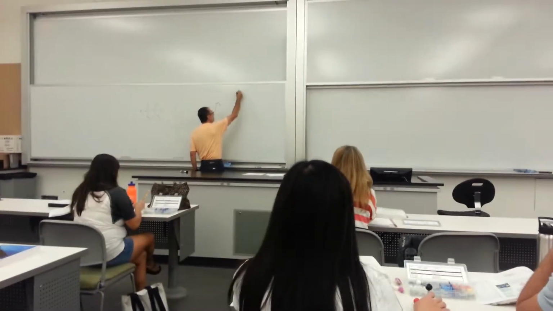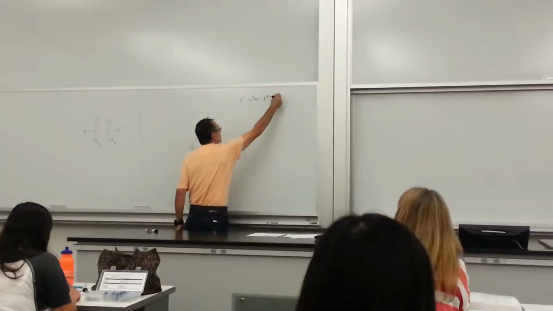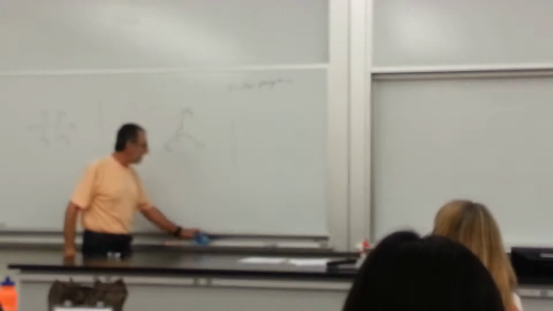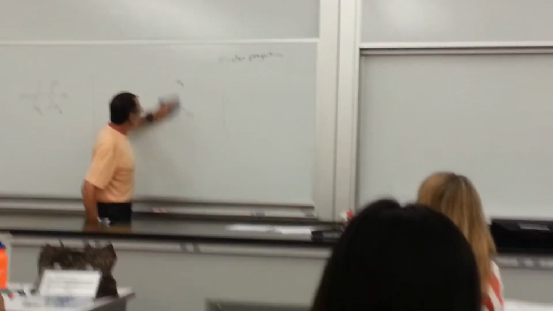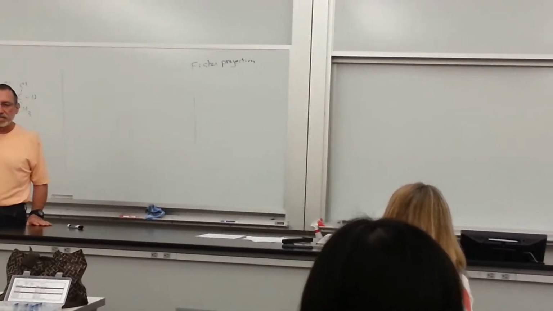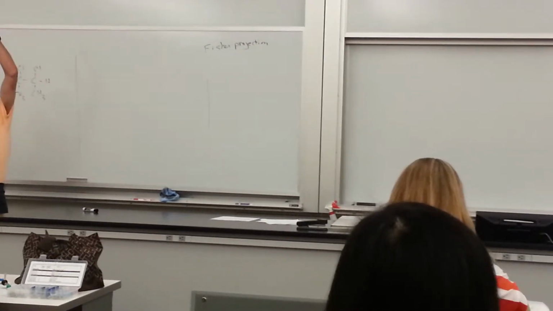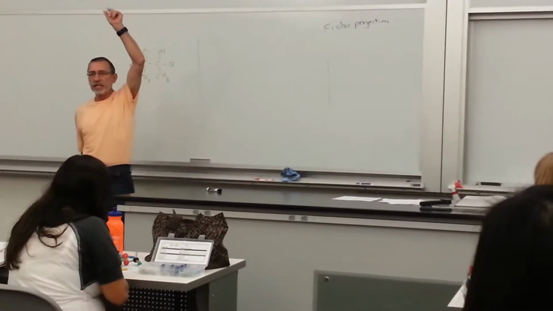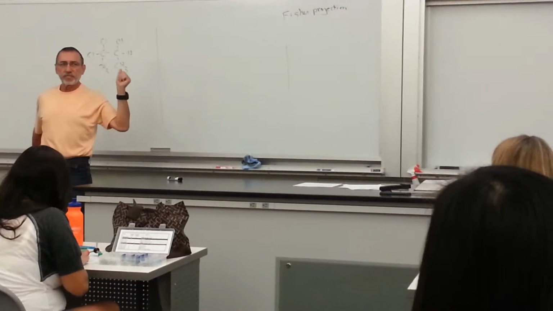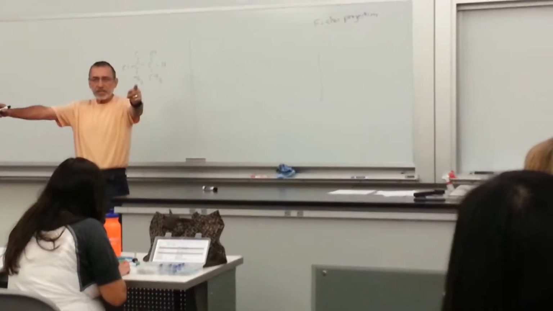What I'm going to talk about next is a Fischer projection. With a Fischer projection, I'm going to show you a way to represent these molecules in a fashion that's a little bit easier. If something is pointed up and down on a flat plane, that means it's going away from you. If something is pointed left and right on a flat plane, it means it's coming at you.